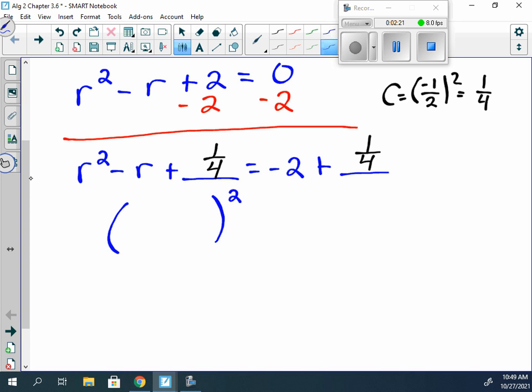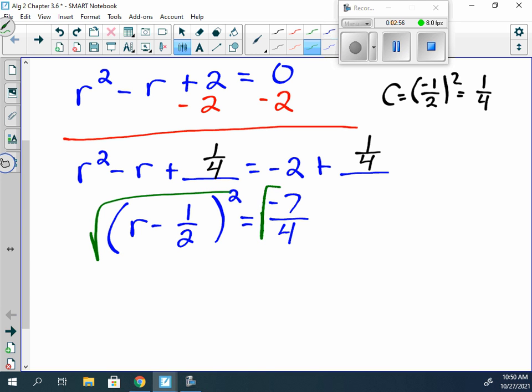Now our r squared minus r plus 1/4 is going to be r minus what? 1/2, squared, is equal to... Well, we need to do negative 2 plus 1/4, negative 7/4. And again, we're going to leave it as a fraction because it's going to be easier to work with when we square root in the next step if it is a fraction and not in decimal form. Because we're going to square root both sides.